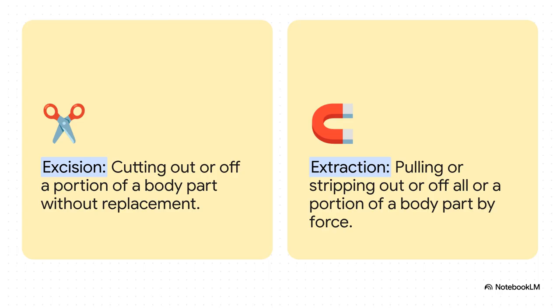Picture an excisional debridement, where they are cutting away devitalized tissue with a sharp instrument, right down to the fascia or muscle. Extraction, on the flip side, means pulling or stripping out tissue by force. We're talking non-excisional scraping or something like vein stripping. Getting these two mixed up? Yeah, that is a massive compliance risk.